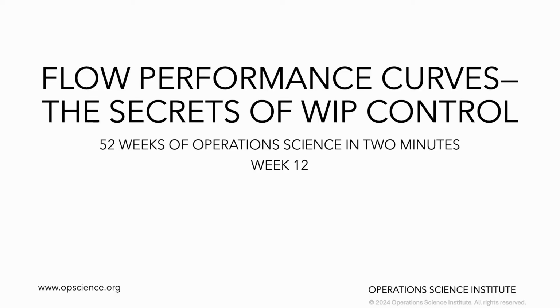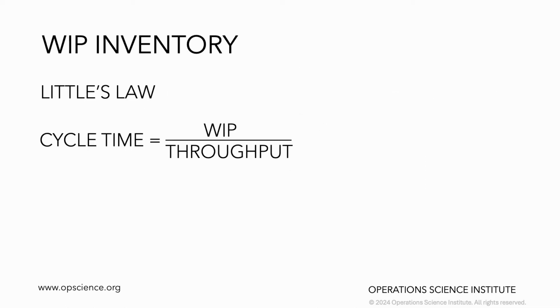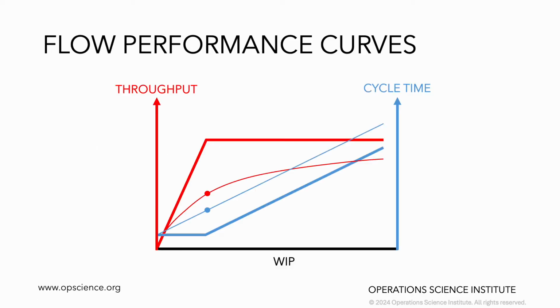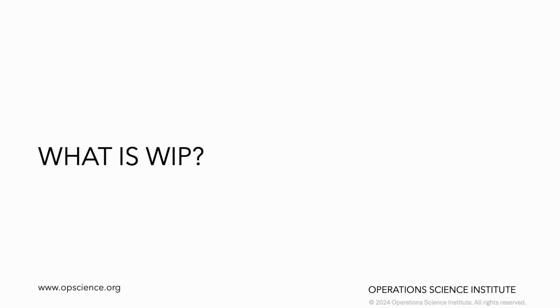Last week, we concluded the stock inventory overview. This week, we're going back to WIP inventory and a very powerful and practical operations science tool, flow performance curves. A fundamental operations science law is Little's Law, and it describes the relationship between cycle time, WIP, and throughput. Back in week 10, we introduced flow performance curves. We're going to dive into those a little bit more deeply this week, but first, what is work in process?